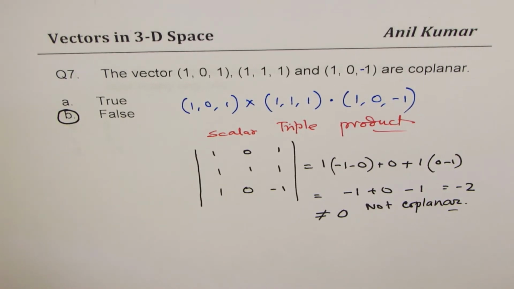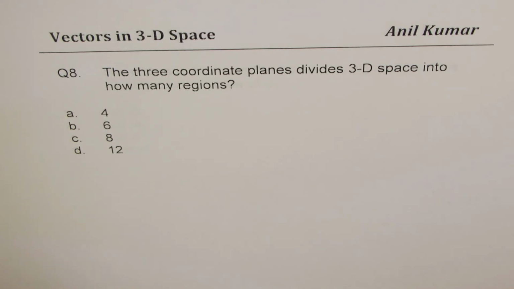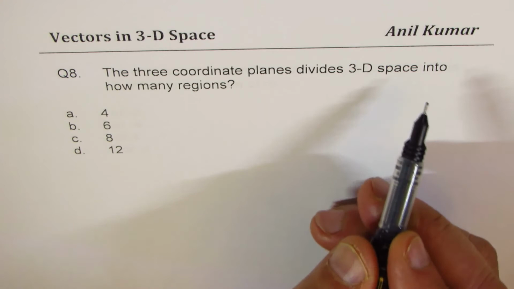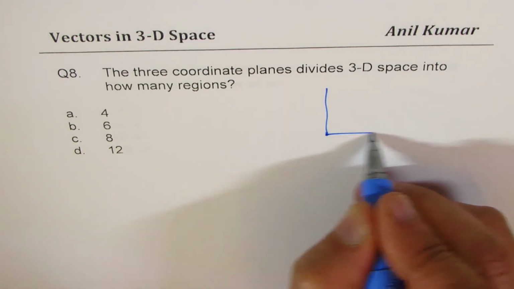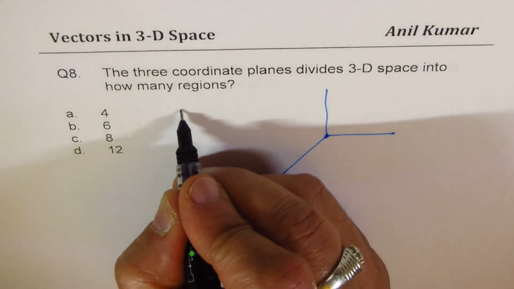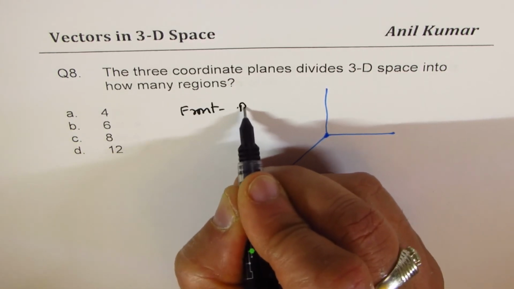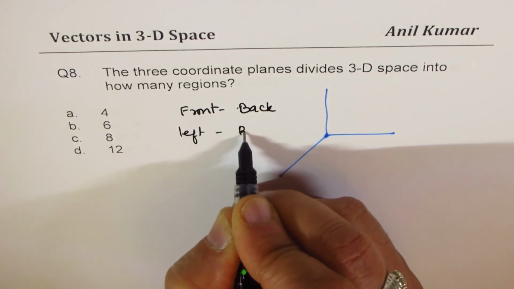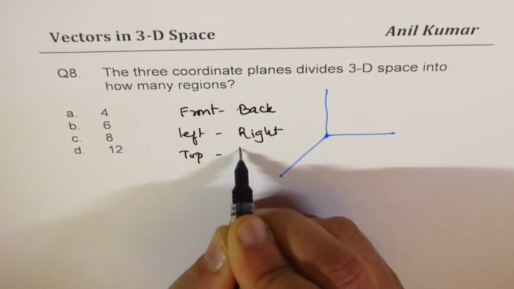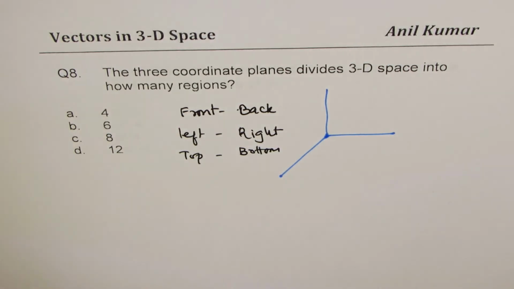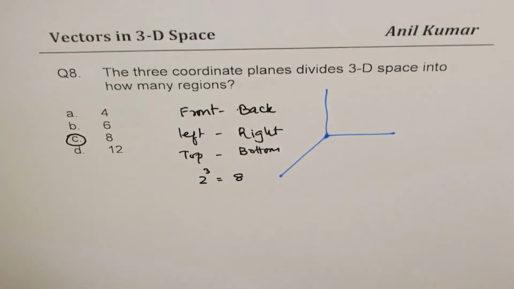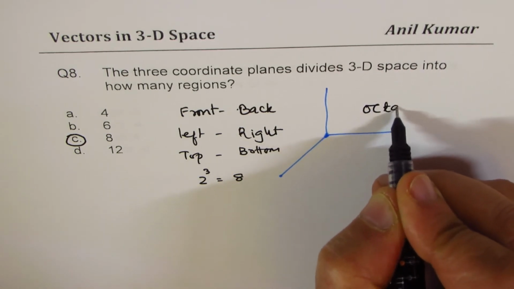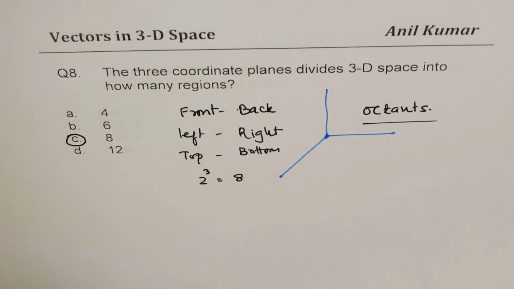Correct. So let's move on. The next question for us is question number 8. The 3 coordinate planes divide 3D space into how many regions? As we learned in our earlier problems, that is your 3D space. So we divide it into front and back, left and right, and top and bottom, a combination of these. So 2 to the power of 3, 8 combinations are there. We also refer to these as octants. So there are 8 octants in which we describe our point or position in 3D.